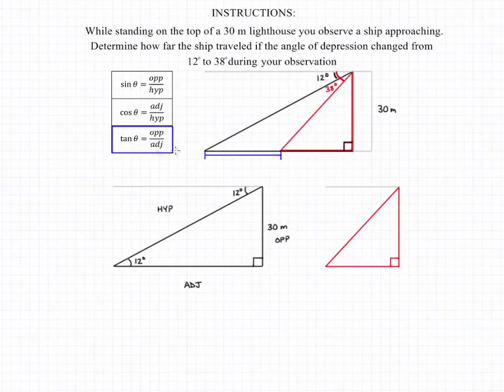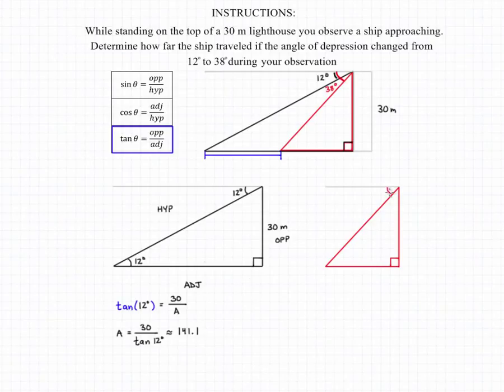And we can use tangent because we know the opposite value and we're looking for the adjacent value. We really want to know the base of this triangle. So we can say that the tangent of 12 degrees is going to equal the opposite side, 30 meters, divided by the adjacent side, which is what we're looking for. And then the adjacent side is going to equal 30 divided by the tangent of 12 degrees, which is going to be approximately 141.1 meters.